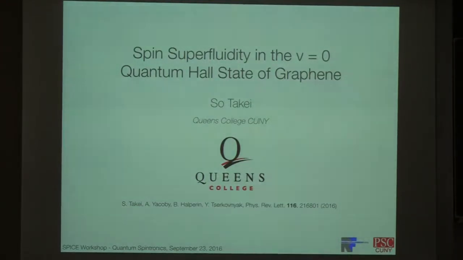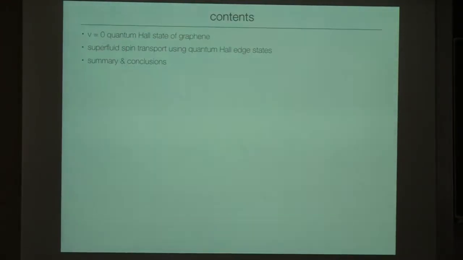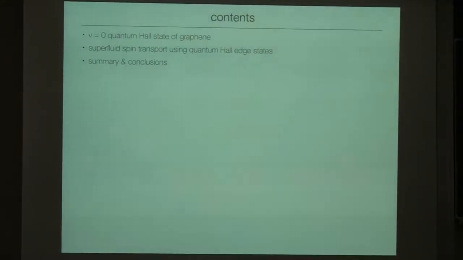Okay. So the outline of my talk is to introduce the nu equals zero quantum Hall state of graphene. I think that there are probably many experts on this field, but I'll just pick and choose some of the details that are important for the rest of the talk. Then I will talk about spin superfluid transport, how that can be realized using quantum Hall edge states as ways to inject and detect spin currents, and then I'll summarize and conclude at the end.